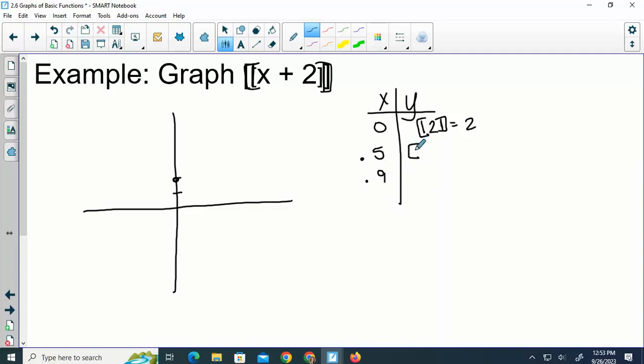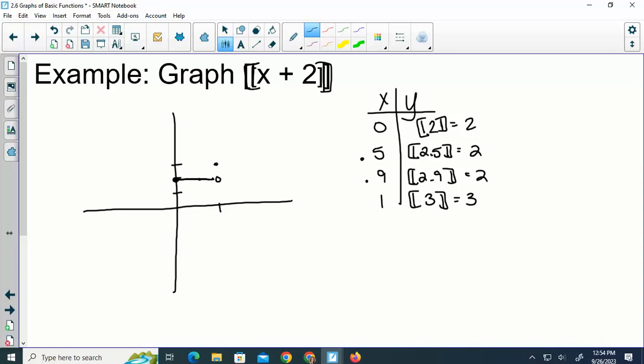So if I put in 0.5, then 0.5 plus 2, so that would give me the greatest integer of 2.5, which is 2. If I put in 0.9, we get the greatest integer of 2.9, which is 2. When I put in 1, we get the greatest integer of 1 plus 2, which is 3, and the greatest integer of 3 is 3. So when we put in 1, we get out 3. That's the point where it jumps up. So we have an open circle underneath.